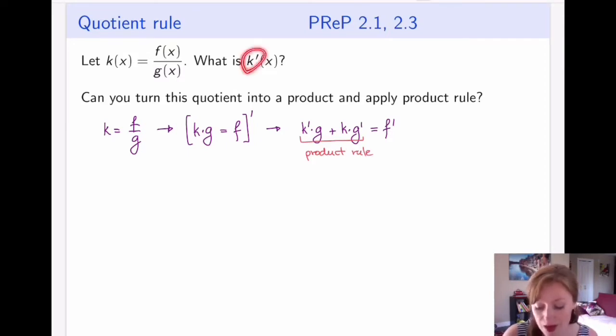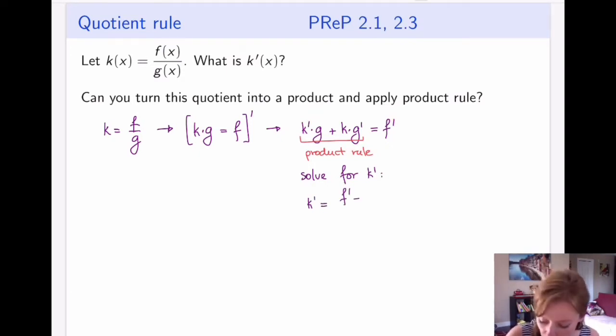So this resulted by just applying the product rule. Now the thing that I'm after is k prime. Okay, so I'm actually after this little piece right here. So I'm going to solve this entire equation for k prime. After a couple of steps that I encourage you to check by yourself, you should get f prime minus k g prime all over g. Okay, so again, this is me isolating for k prime and then dividing through by g.